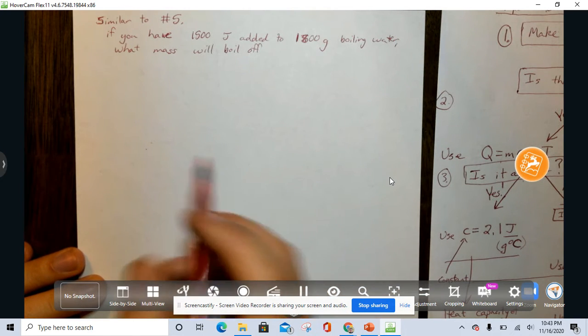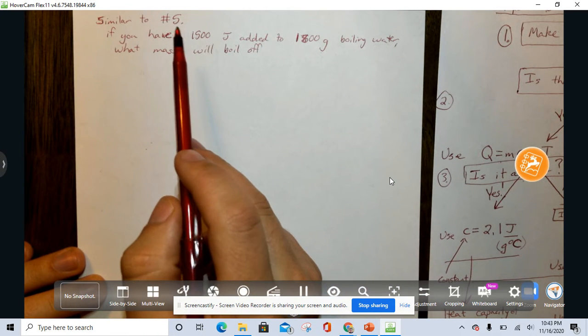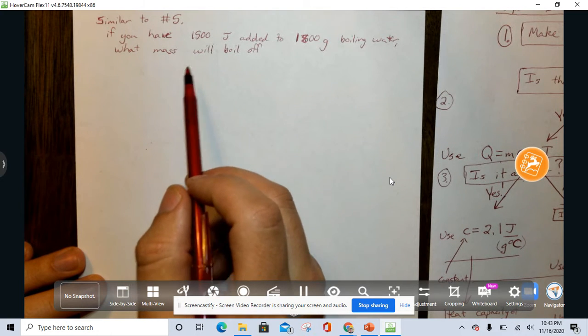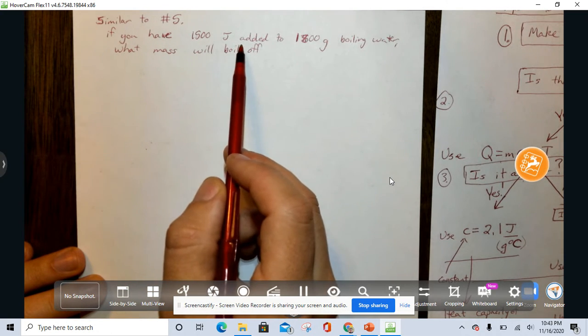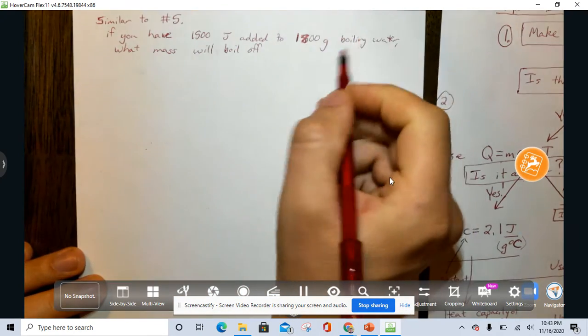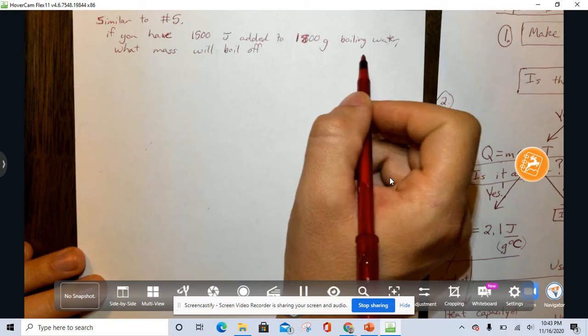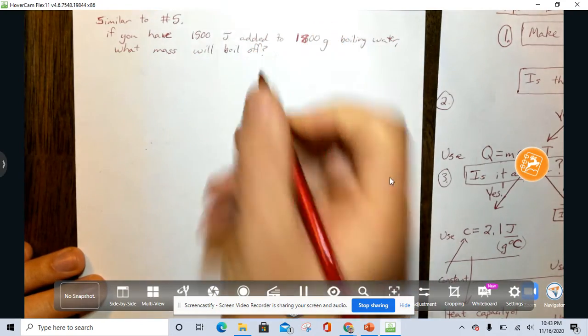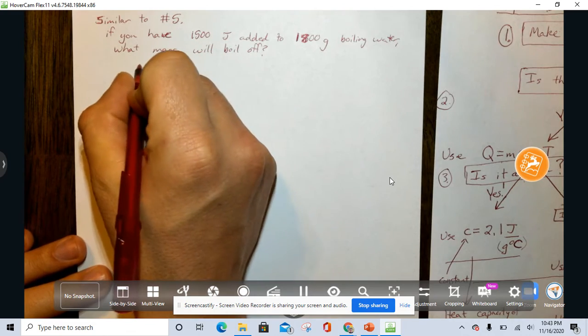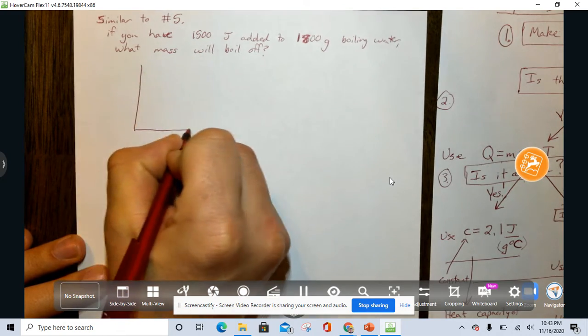So this problem is pretty similar to one-step problems number 5. Let's say you have 1,500 joules of energy added to 1,800 grams of boiling water. What mass will boil off? So with any thermochem problem like this, we should start with a temperature time graph.